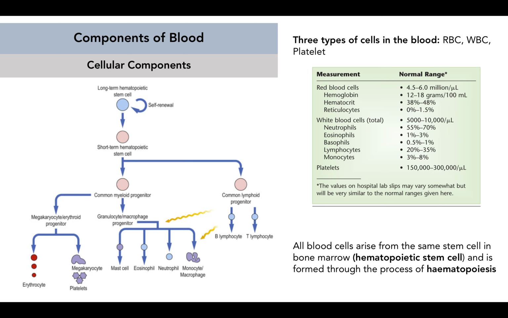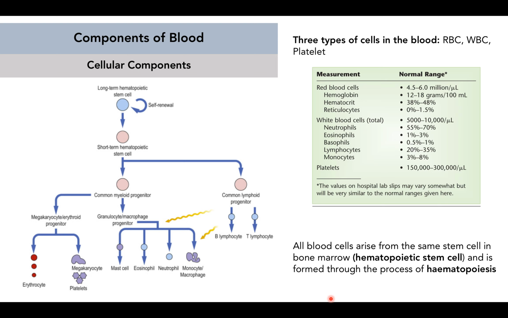Now, when we talk about blood components, there's also, of course, cellular components. And these can be divided into three main types of cells. There's the red blood cell, the white blood cell, and then there's the platelet or thrombocyte. And this is just a little reference for everybody as well. What are the normal ranges for the blood cells in our body?